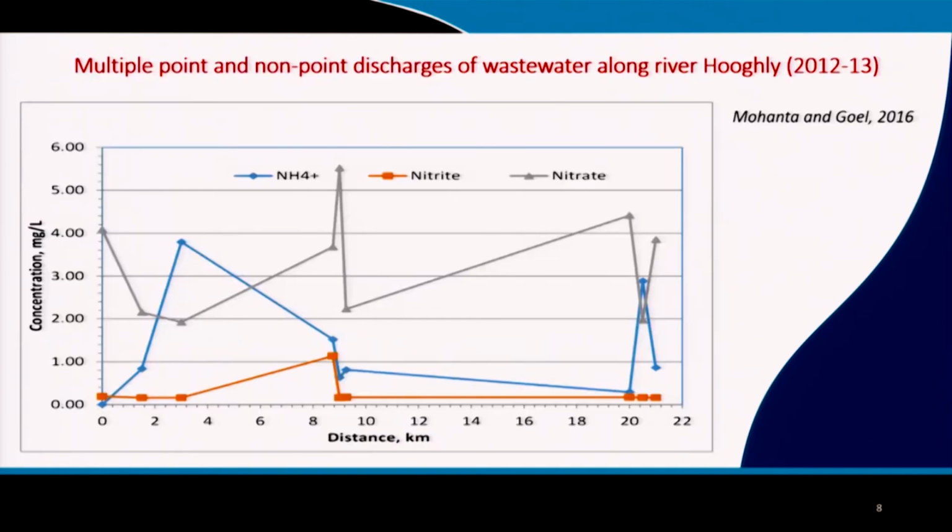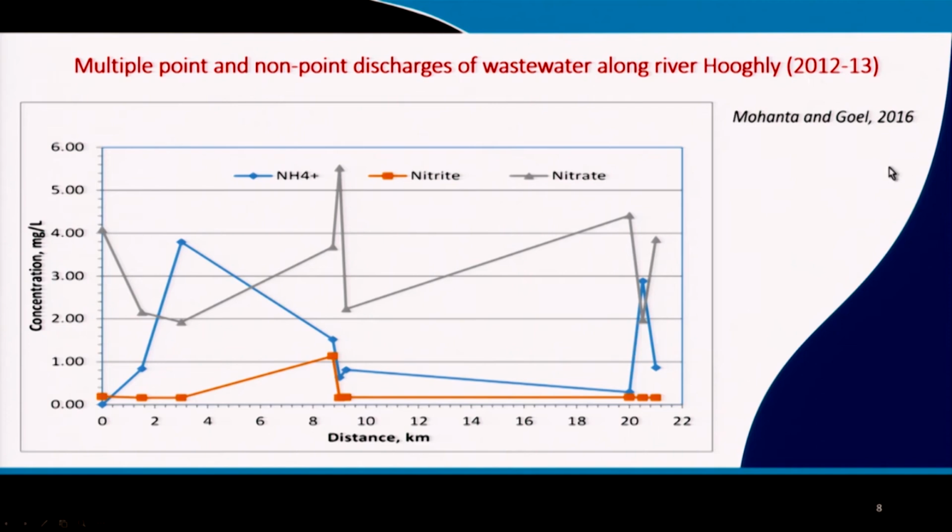Let me also show you what happens in an actual situation. The previous slide is about a hypothetical situation just to illustrate this conversion of organic nitrogen to nitrate with a series of intermediate nitrogen species. This is actual data from a project that we did, and here what you see is the concentration of the three major nitrogen species: ammonium ion, nitrite and nitrate along the river Hooghly. This data was collected in 2012-13.